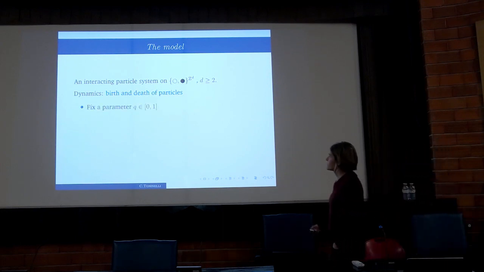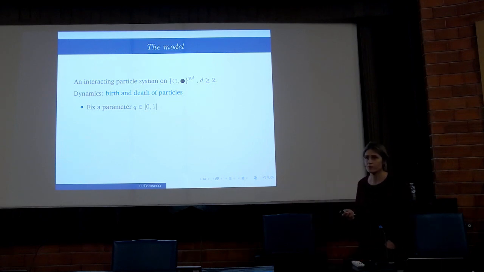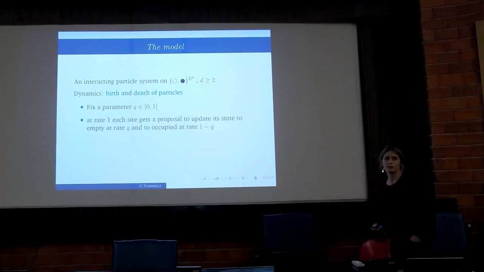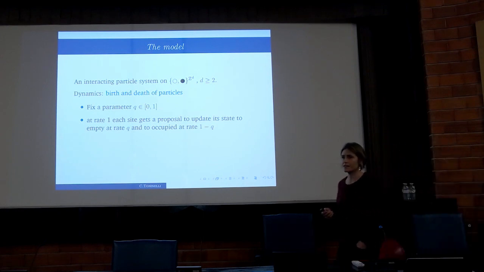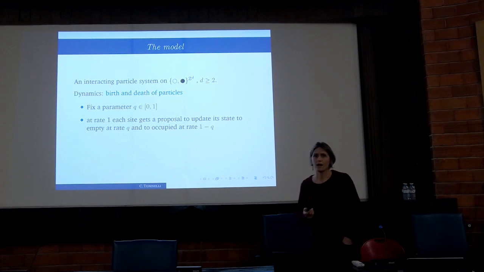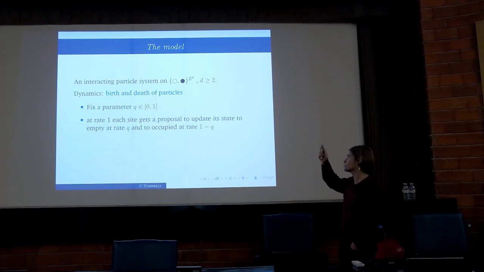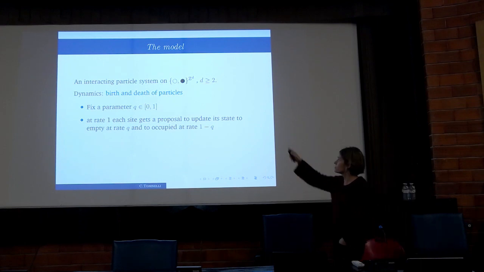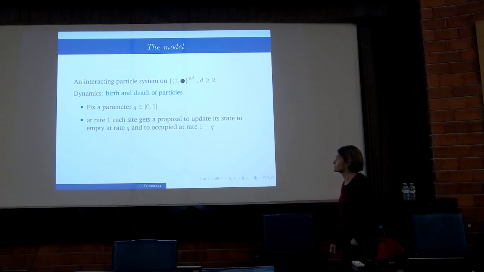And how is the dynamics defined? We have a parameter q in the interval (0,1). This q will be the equilibrium density of empty sites. And then each site is endowed with an exponential clock of mean time 1. When the clock on a given site rings, this site will try to update its occupation variable. I'm sorry, I didn't say the most important thing: it lives on Z^d, Z^2 let's say, and on each site there is either a particle or the site is empty. So empty dot when the site is empty, and filled dot when the site is filled.